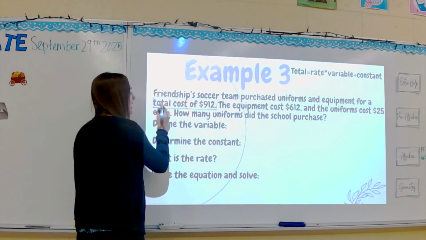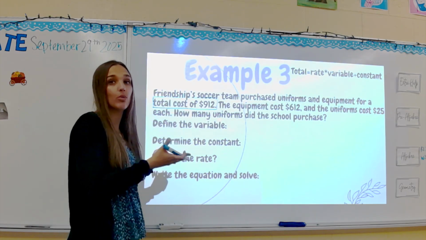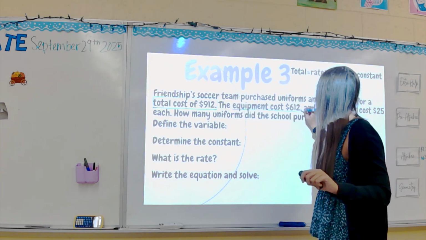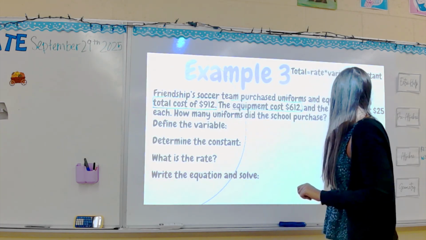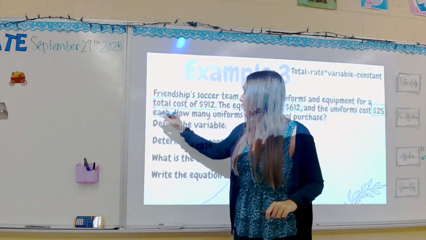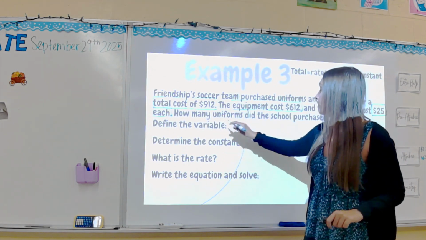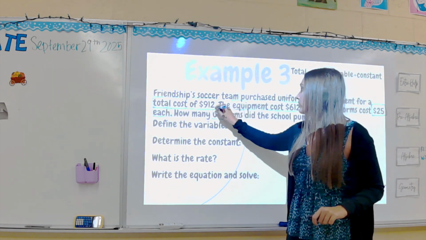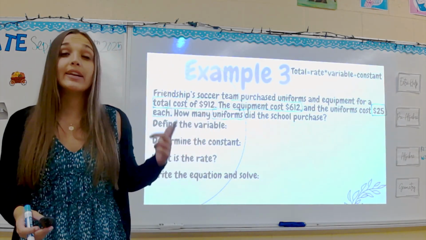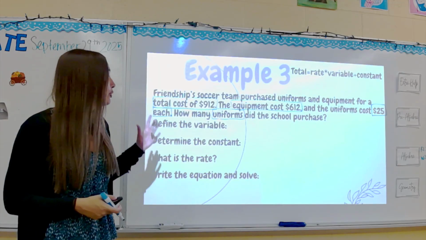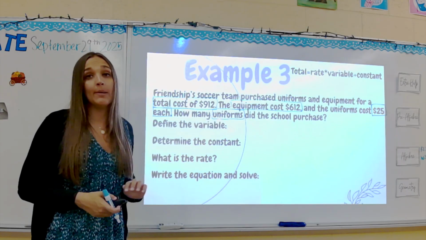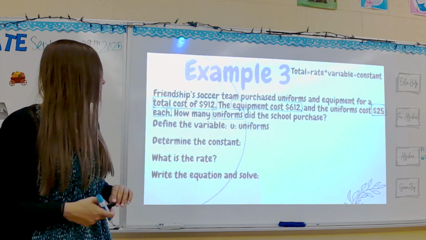So that number I am not going to touch when I'm breaking it down because that's the total. The equipment cost, so the equipment cost $612. The uniforms were $25 each. And now how many uniforms did the school purchase? We're working with uniforms. So this is all the key information. We have all our numbers highlighted. We have the item that we're working with highlighted, any key terms here. So we want to define the variables. So we're looking for uniforms. So I'm going to say U is for uniforms.